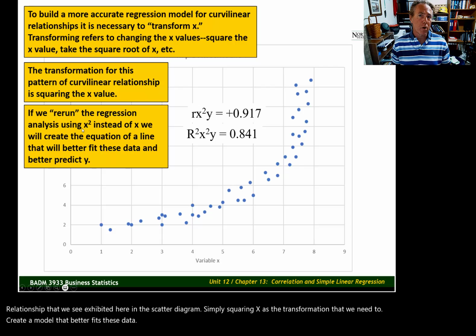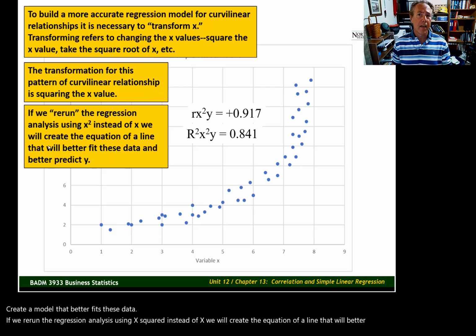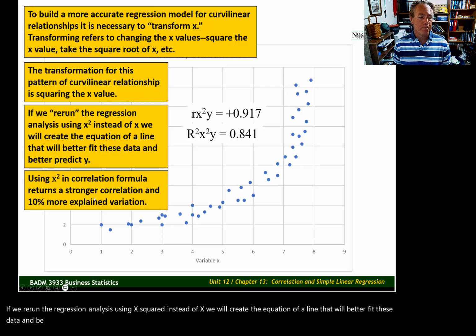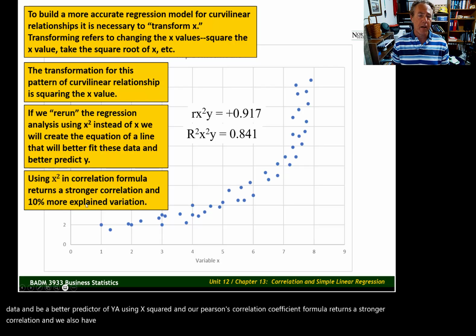If we rerun the regression analysis using X squared instead of X, we will create the equation of a line that will better fit these data and be a better predictor of Y. Using X squared in our Pearson's correlation coefficient formula returns a stronger correlation, and we also have 10% more explained variation. And here's the correlation between X squared and Y.